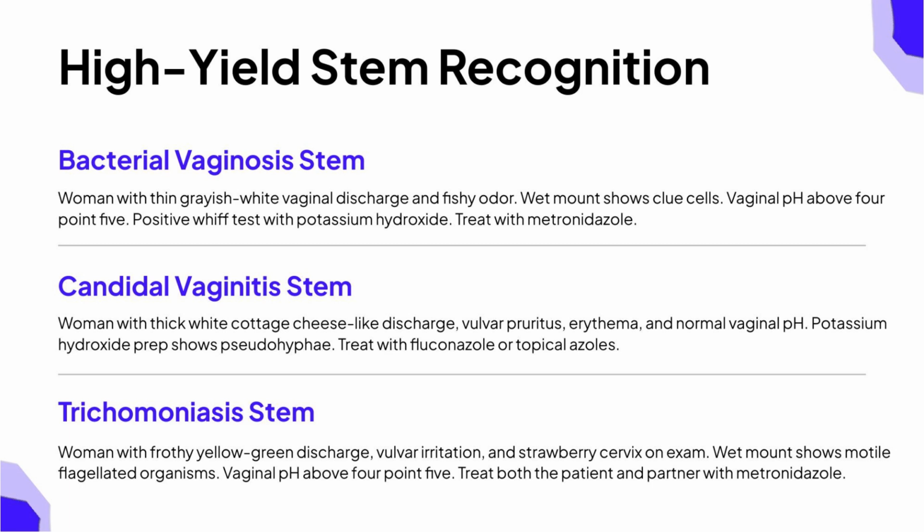For candidal vaginitis, the stem will describe thick, white, cottage cheese-like discharge with vulvar itching and erythema. The pH is normal, and potassium hydroxide prep shows pseudohyphae or budding yeast. Treatment is fluconazole. For trichomoniasis, look for frothy yellow-green discharge, a strawberry cervix, and motile flagellated organisms on wet mount. The critical test-taking point for trichomoniasis is that you must treat the partner as well. When you read a vaginitis stem, immediately look for the discharge description and pH to narrow your differential.